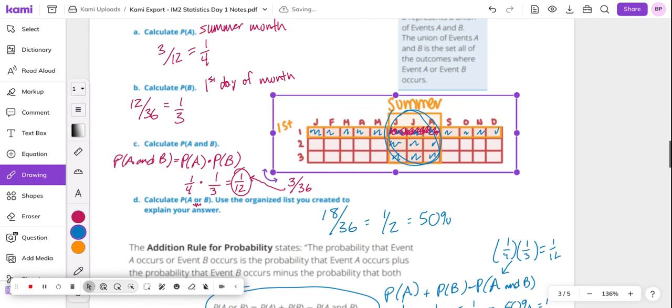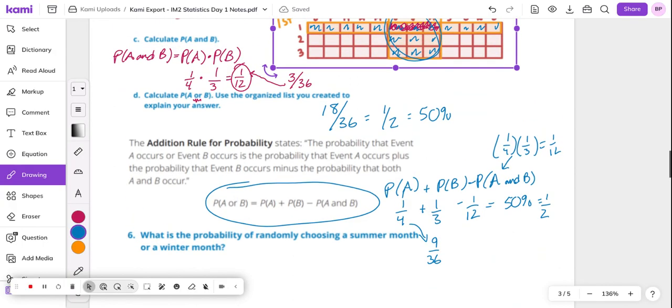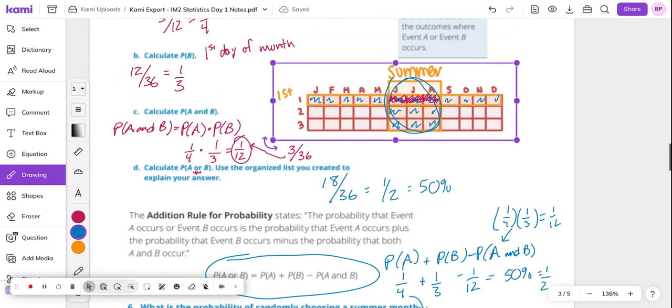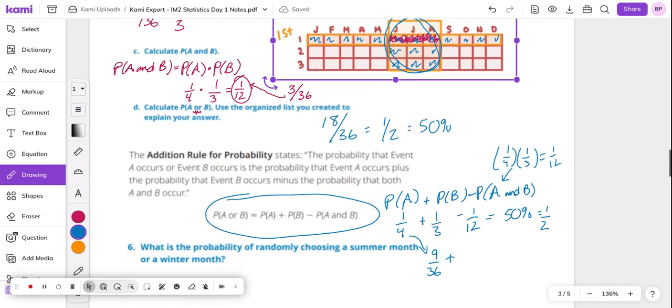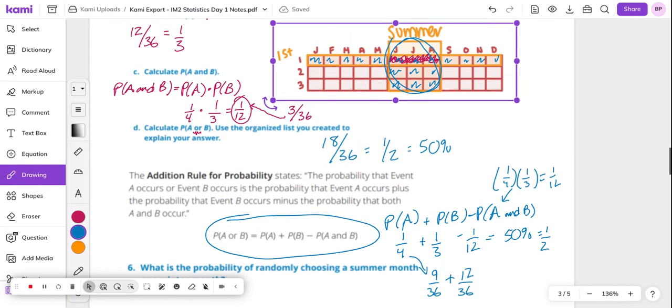So the probability of a summer month, that was 9 out of 36, okay? Plus the probability of B, that was the first day of the month. So that was 12 out of 36. And then minus the probability of A and B, we showed that that was 3 out of 36. So if you subtract 3 out of 36 right here, that right there, once again, also gives you 18/36.